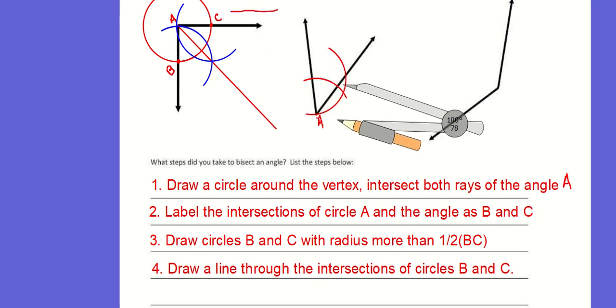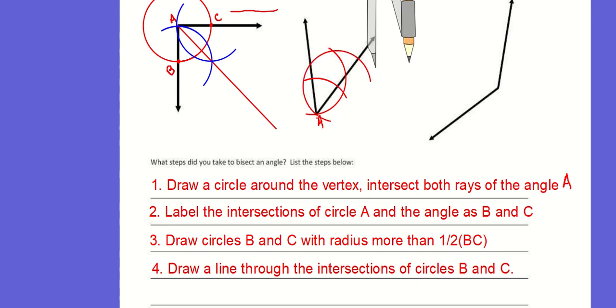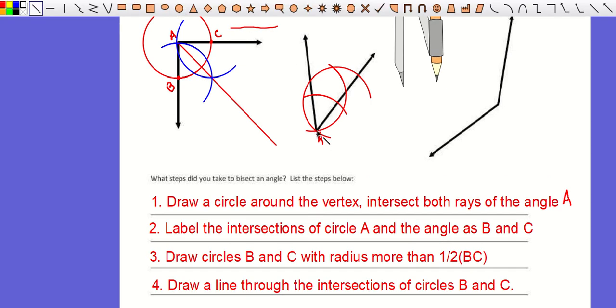All right. And then you can see it crosses at the vertex and it crosses in the middle of the angle, those two circles. And then we just go ahead and draw our line out. All right.